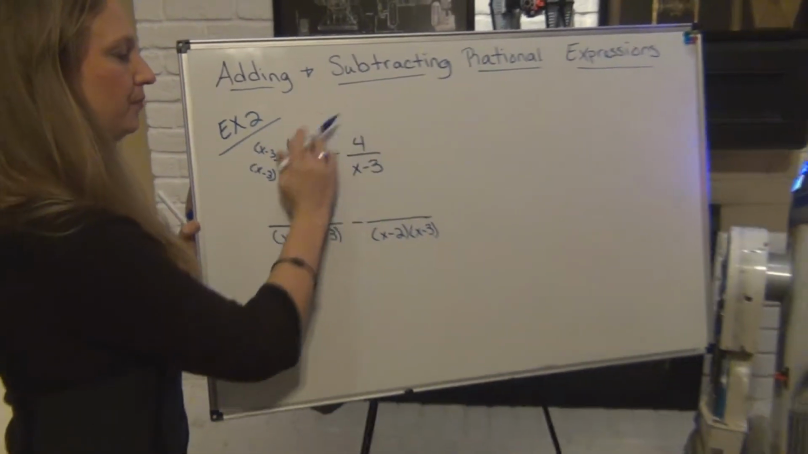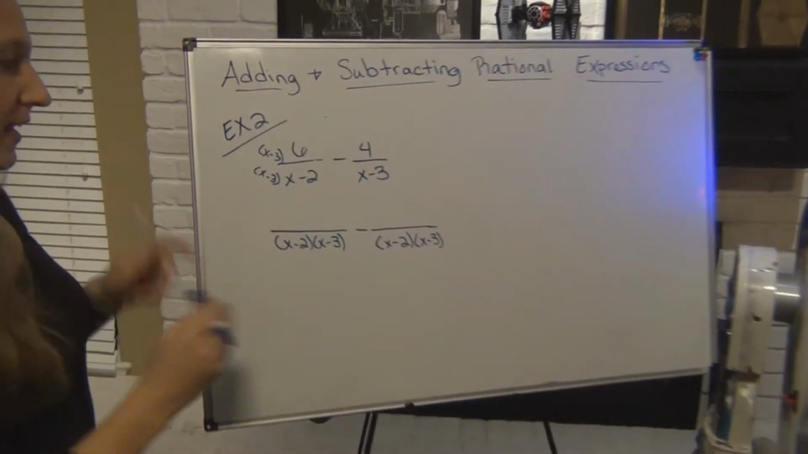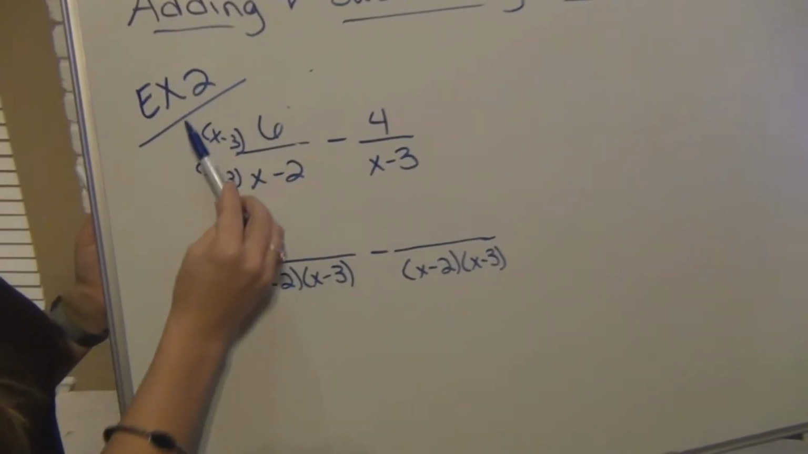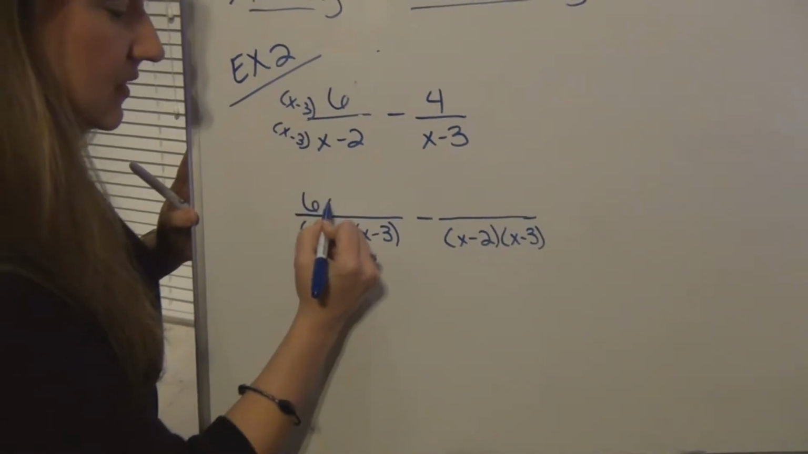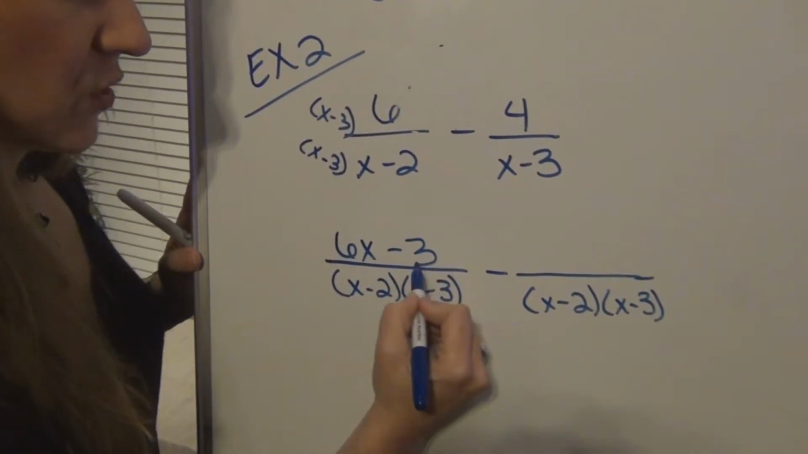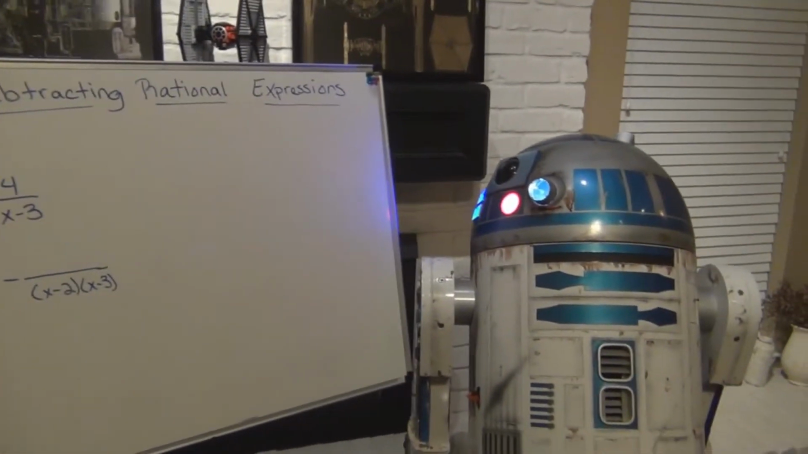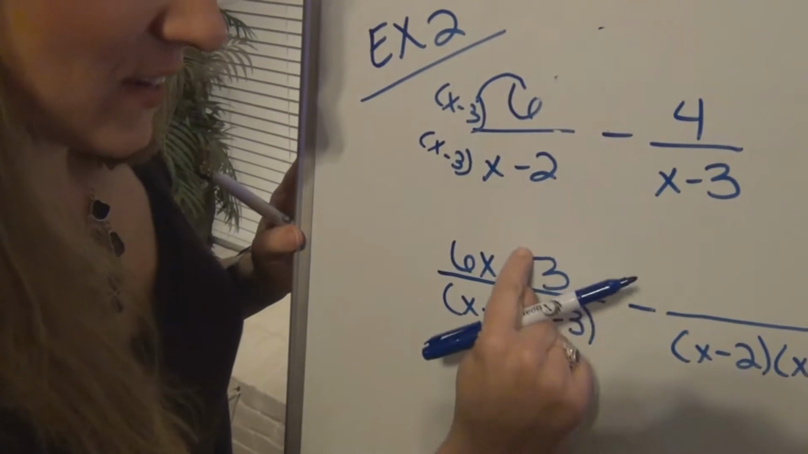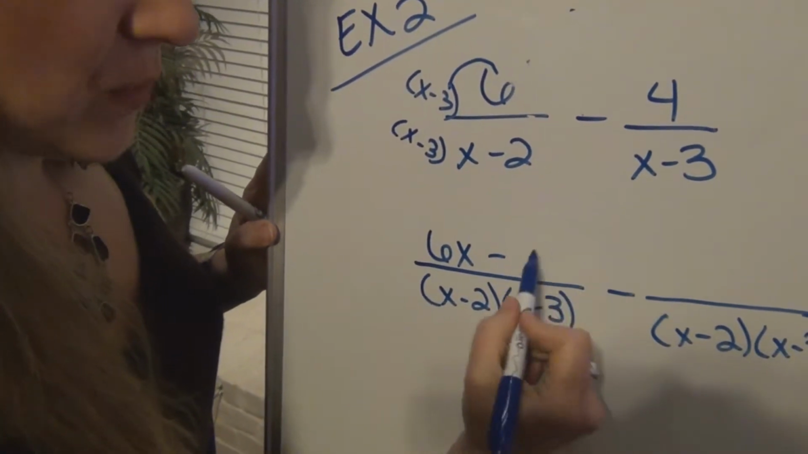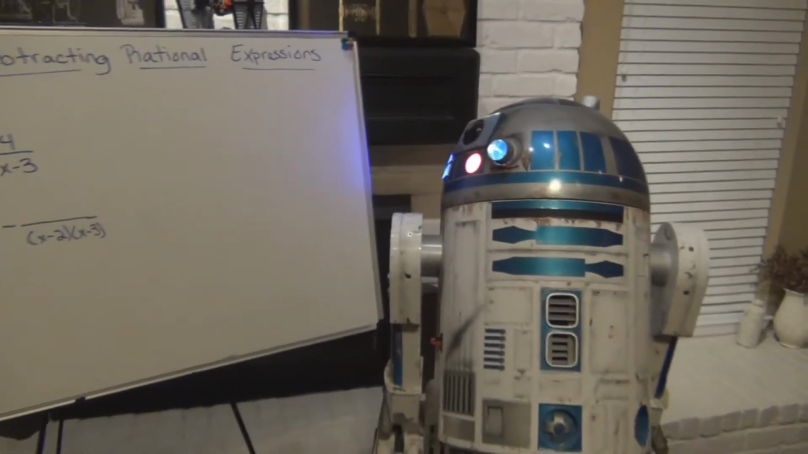That should be there. All right. So then I need to multiply this out right here. So I'm going to do 6 times x is 6x minus 3. You're right, R2. I didn't multiply 6 times negative 3 here. This should be negative 18. Thanks for catching my mistake, R2.